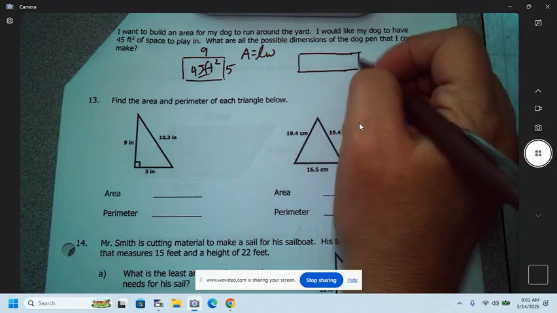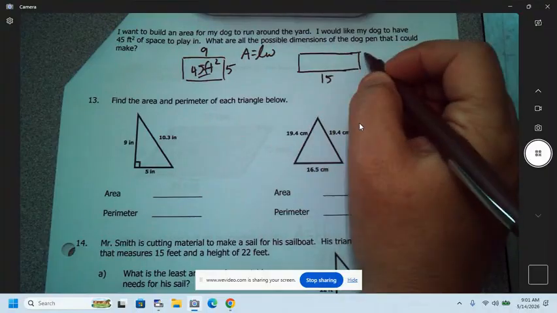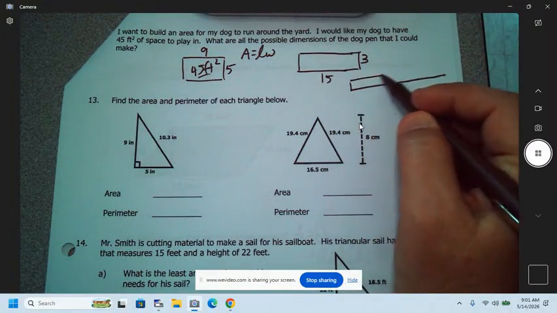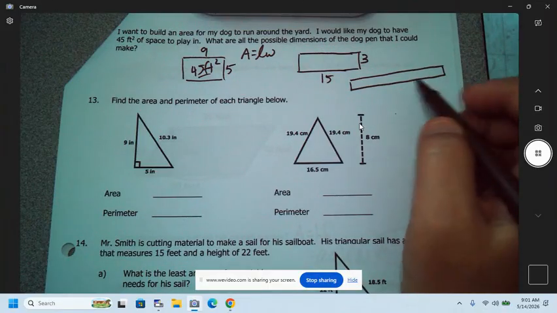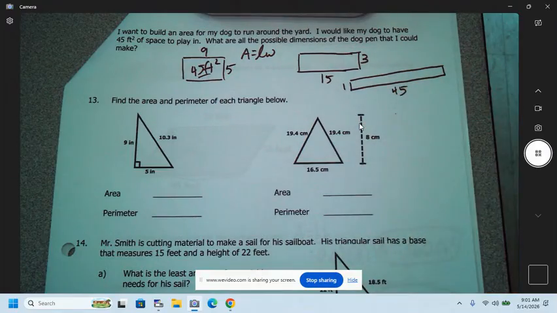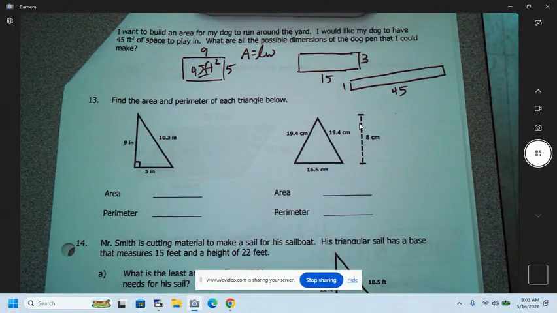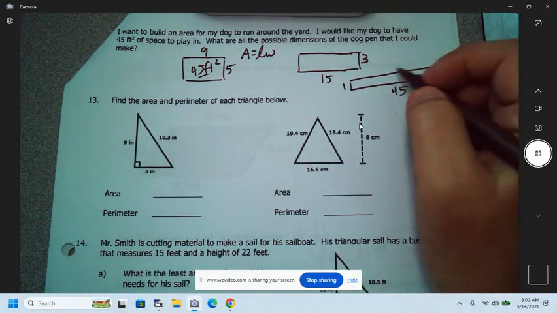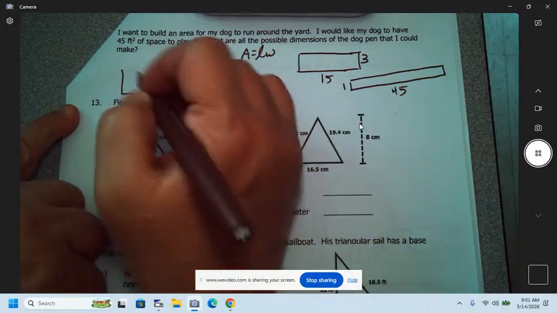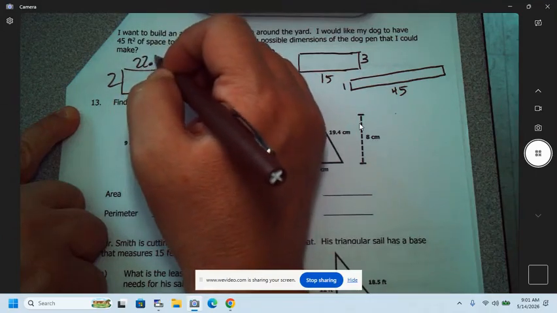But there are some other ones that you might have come up with. A little longer, more skinny rectangular yard would be a 15 by 3. And I guess if you really wanted to, you could give that poor dog a really, really long yard that's 45 feet long and 1 foot wide. He would just be able to run laps back and forth in that yard. It wouldn't be very much fun, but it still works. All 3 of these work. Did anybody come up with a fraction? I guess you could have done 2 times 22.5.